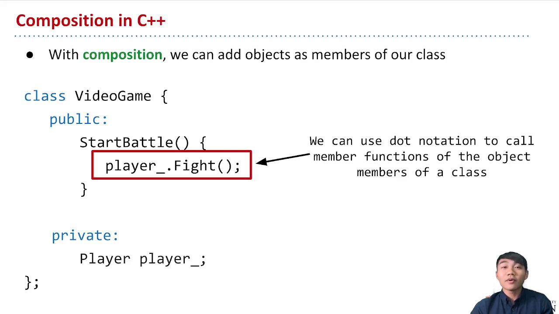So now you can kind of see why composition is so important in object-oriented programming. So we can organize our code with objects that are composed of other objects. And this lets us reason about our code a little bit more easily. We can define smaller, simpler objects like a player and leverage its functions within a larger, more complicated object like the video game.